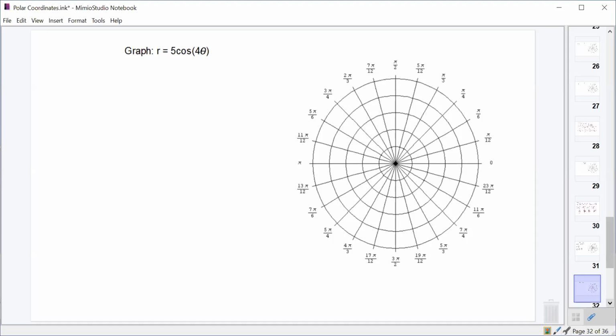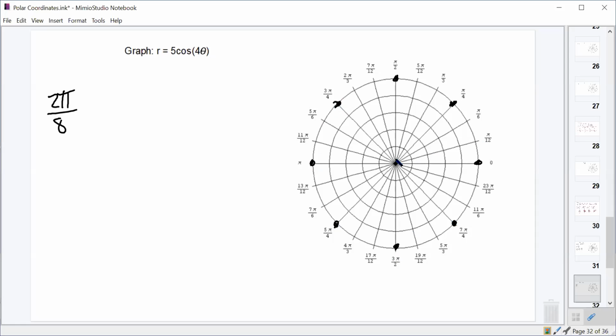So once again, this one's going to start out at 0 because it's a cosine function. So we know that it's going to be 5 units out at 0. And how many pedals should this one have? 8. Yep, should have 8. So they're going to be evenly spaced out across the 2 pi radians. So 2 pi over 8, or every pi over 4, we're going to be out to another full pedal. So there should be one at pi over 4, pi over 2, 3 pi over 4, pi, and so on. So we should have 8 different pedals.